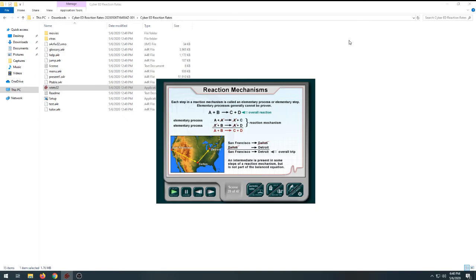An intermediate is a substance thought to be present in some steps of the reaction mechanism, but which is not part of the overall balanced equation. An intermediate disappears by the end of the reaction, so it is canceled when the elementary processes are added. The intermediates in a reaction mechanism are believed to exist for such a short time that they are usually undetectable, although some have been detected.